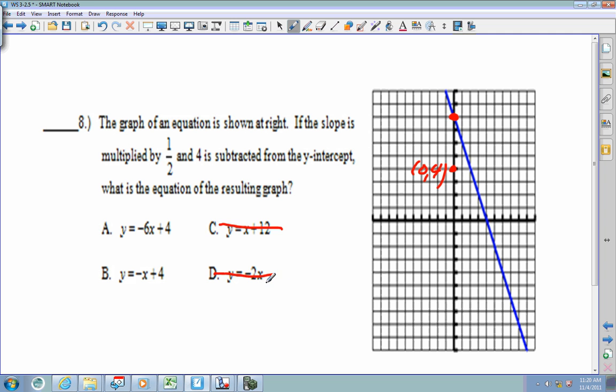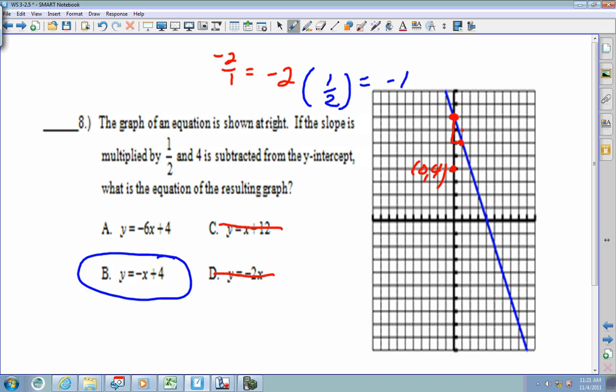Let's figure out if you subtracted 4 from the y-intercept, go down 1, 2, 3, 4. There's my new y-intercept. It's 0, 4. Well, I can cross off this one and this one right here. Now, this says that you take the slope and multiply it by 1/2. So let's figure out what the slope is. Down 1 and over 1. Nope. Down 2 and over 1. Yep, it's -2 over 1, which is -2. If I took -2 and multiplied it by 1/2, I would get -1. My answer should be B.